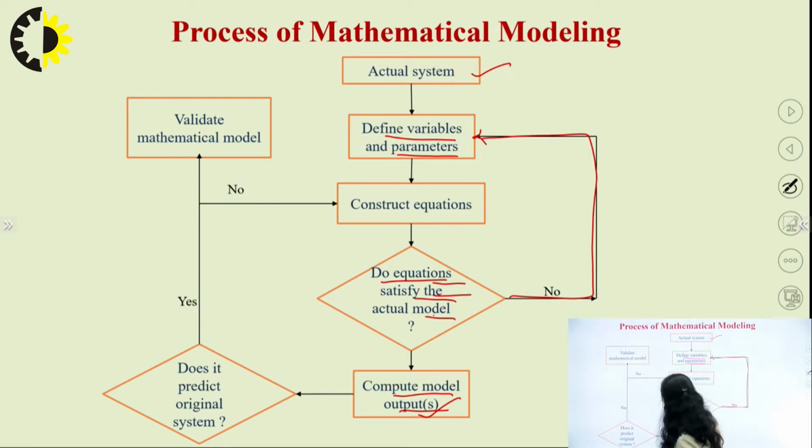After computing the model for the output, we check whether it predicts the original system or not, meaning we are getting exactly the same output as the actual system would give. If it is predicting the original system, then we will validate our mathematical model, and if it is not, then we will again construct the equations. So this is the complete process of the mathematical model.